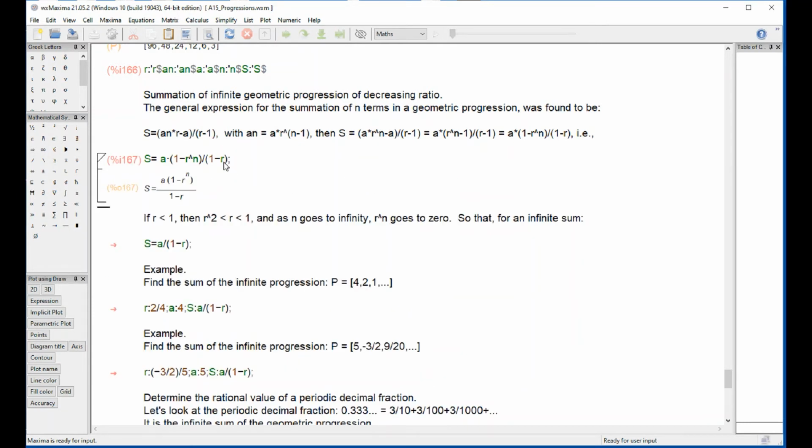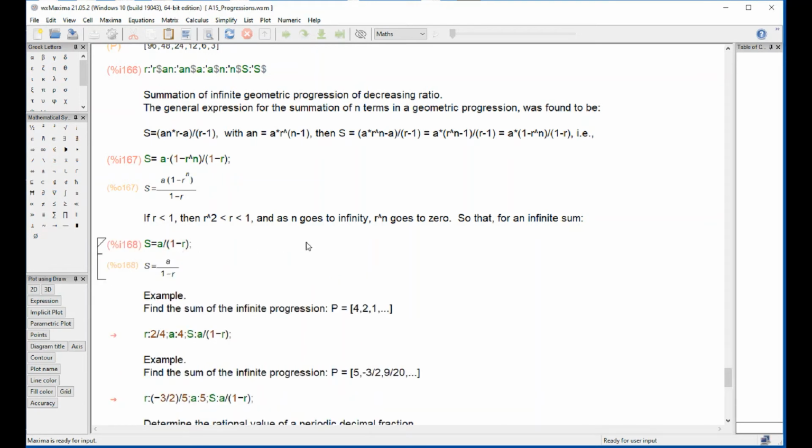a times 1 minus r to the n, divided by 1 minus r. Now, if r is less than 1, r squared will be less than r, which is less than 1. And so, as n goes to infinity, in other words, when the number of elements in the progression grows very large, this value is going to go to 0. At infinity, this value simply disappears, and the sum for an infinitely long geometric progression is equal to the first term divided by 1 minus r.